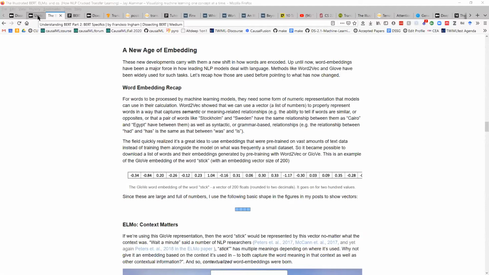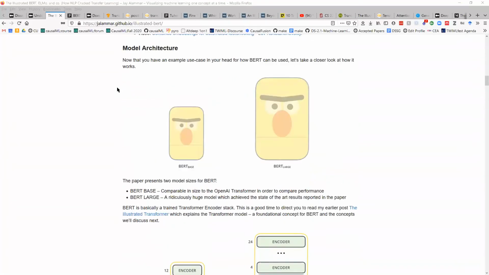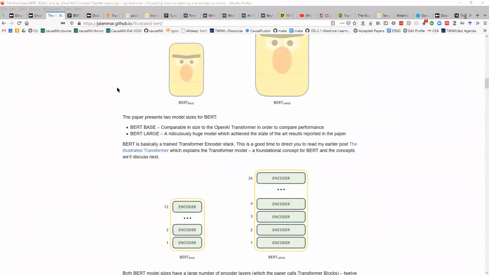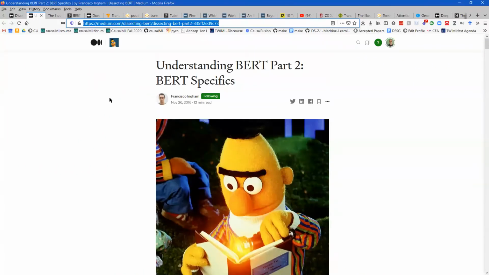Let's see, there's another blog here. You're seeing what I have on my screen, right? This is the Alammar blog that we're making our way through. Yes. Okay. There's another one, and if I switch to it, you should be able to see it as well. Did you see what I switched to? Yep. Okay, Understanding BERT part 2.